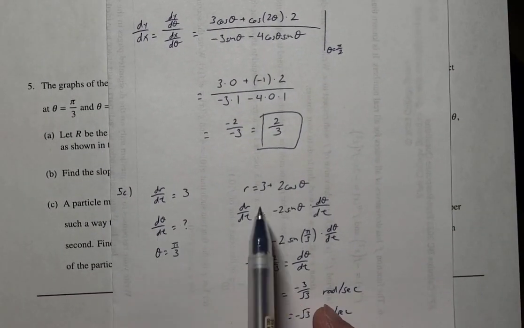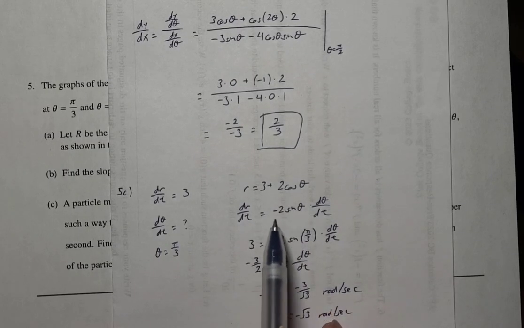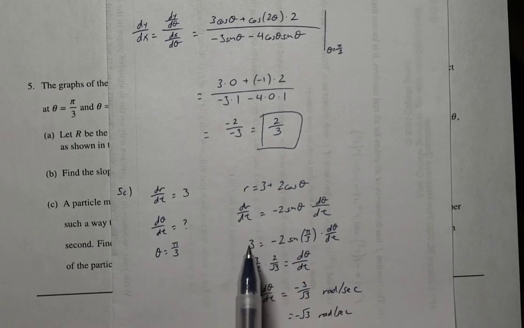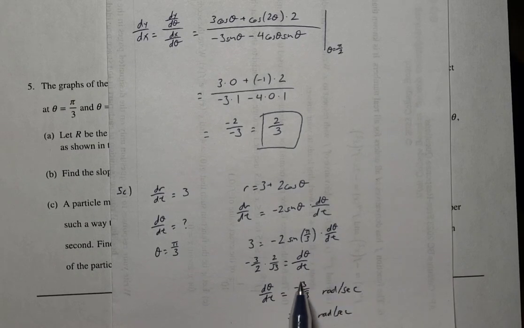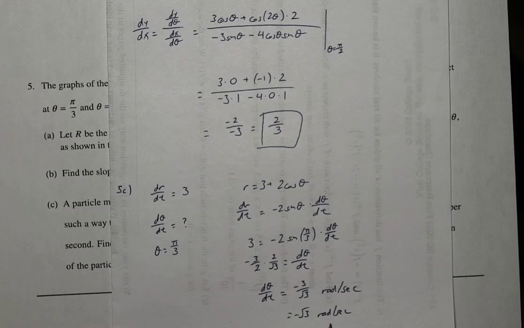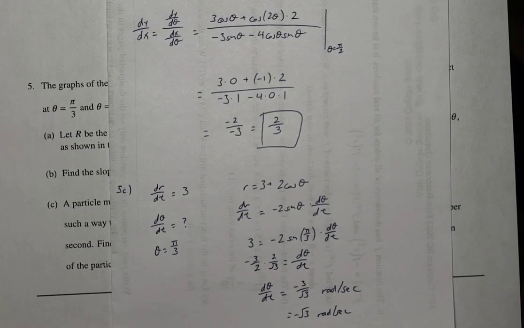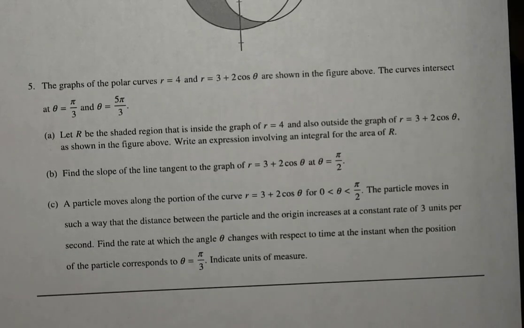So we differentiate: dr dt is, the derivative of 3 is just 0, and here it's minus 2 sine theta times d theta dt. Plug everything in. dr dt they gave us as 3, theta they gave us as pi over 3, and we want d theta dt, so we solve for it. Honestly, I would just leave it at this, but you can simplify to minus root 3 radians per second. Those are the units: theta is measured in radians, and time was in seconds. So radians per second, and that's the answer for part C. Pretty simple if we were able to recognize it's just a related rates problem.